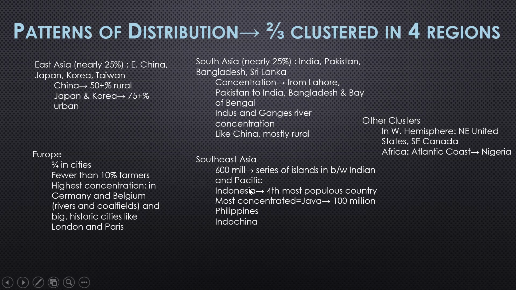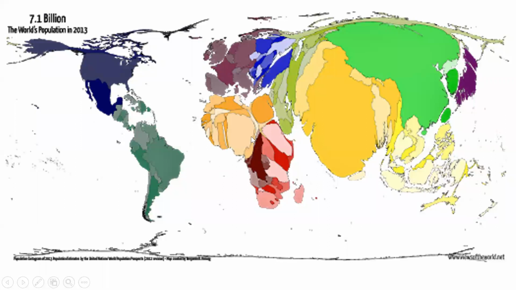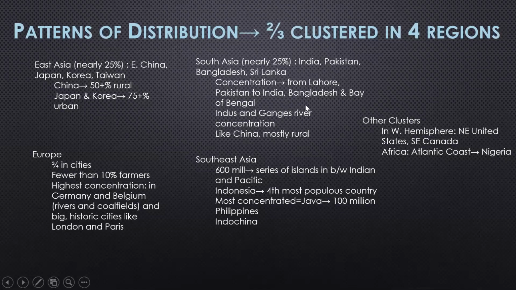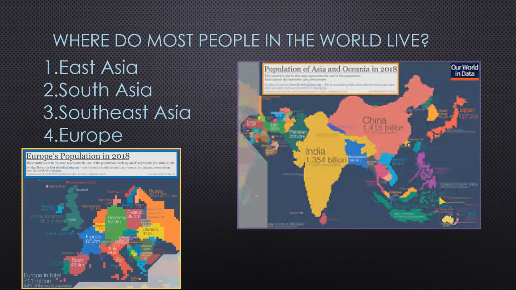Fewer than 10% of the population are farmers. And in Southeast Asia, 600 million people live in a series of islands in between India and the Pacific. Indonesia is the fourth most populous country, and so on. There are other clusters of population, like the Northeast here in the US, Southeast Canada, and Africa along the Atlantic coast, specifically in Nigeria. It's over here. So East Asia, Southeast Asia, and Europe. And you can see, at least in 2018, Europe in total held about 710 million, India 1.3 billion, China 1.4 billion.